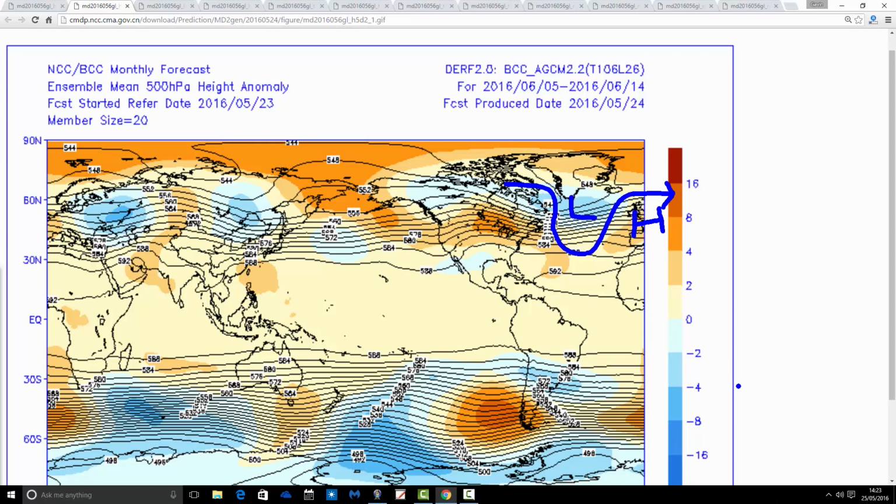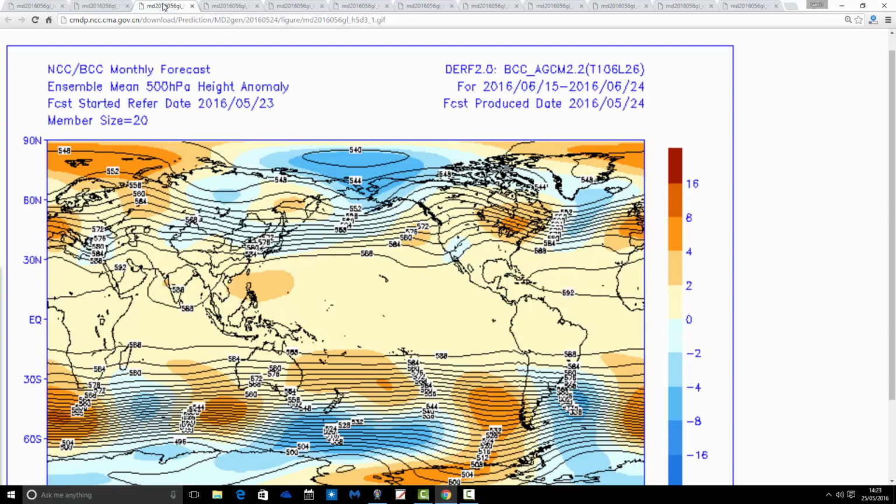That would be a very pleasant spell of weather. I'm not sure it would necessarily be a heat wave, but it would certainly be a more pleasant spell of weather than we've had so far this year. It would be proper summer-like conditions, I think, during that period. And that continues into the next 10-day period as well.